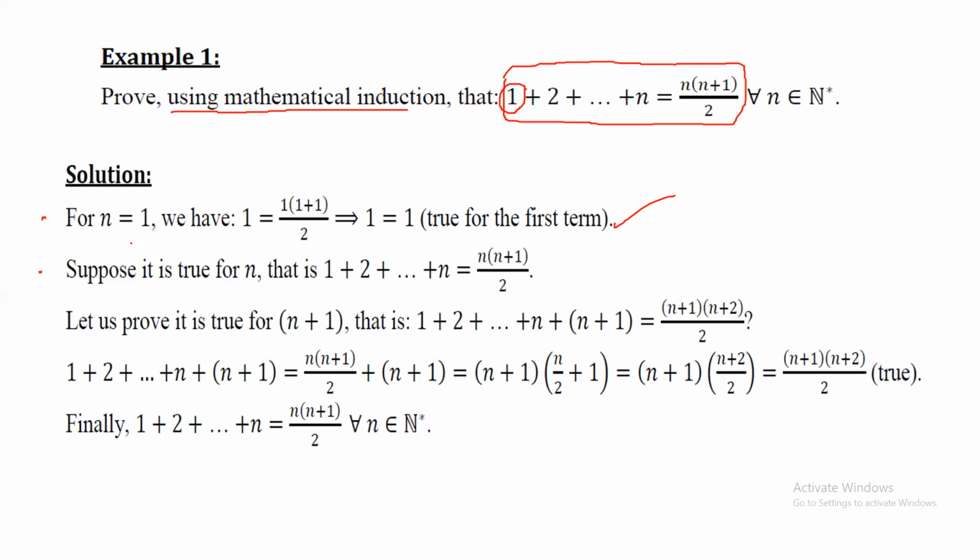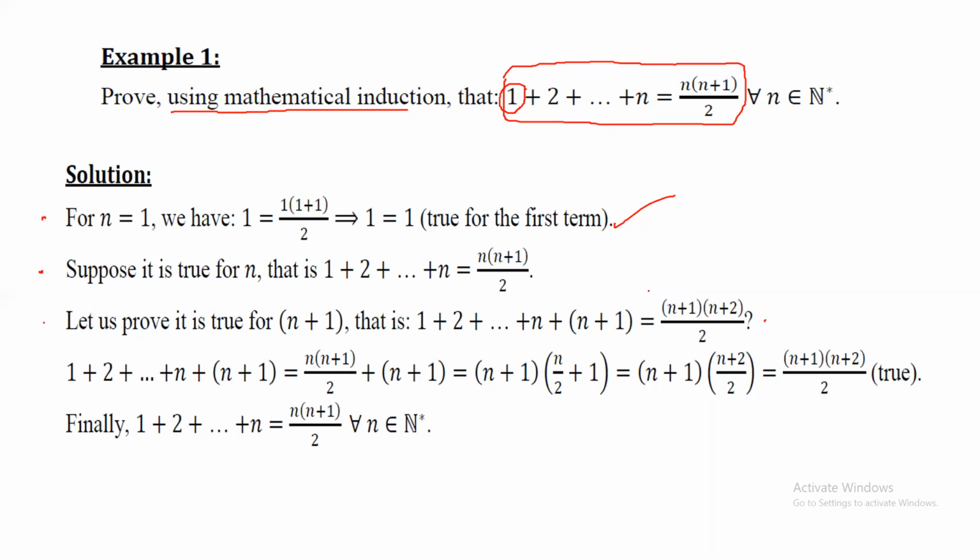Second step, suppose that the given relation is true. Suppose that 1 plus 2 plus up to n equals n into n plus 1 over 2. Step number 3, let's prove that this relation is true for n plus 1. So I replace each n by n plus 1. The left side becomes 1 plus 2 plus up to n plus n plus 1. The right side will become n plus 1 into n plus 2 over 2.